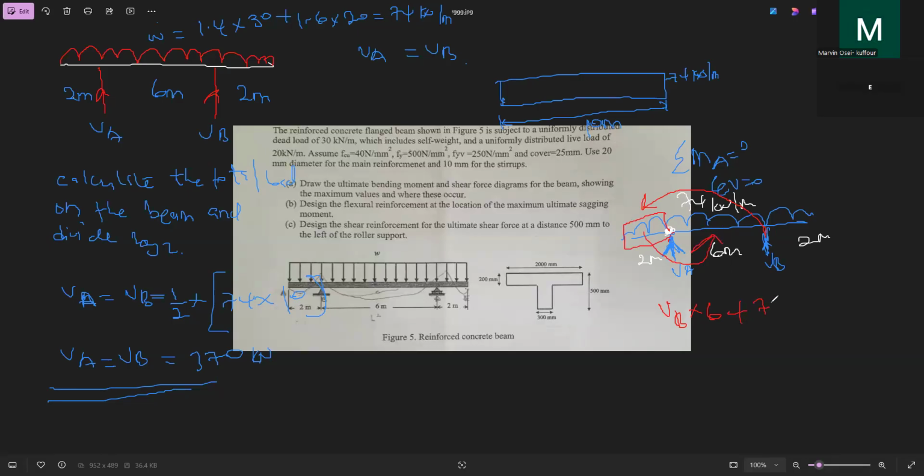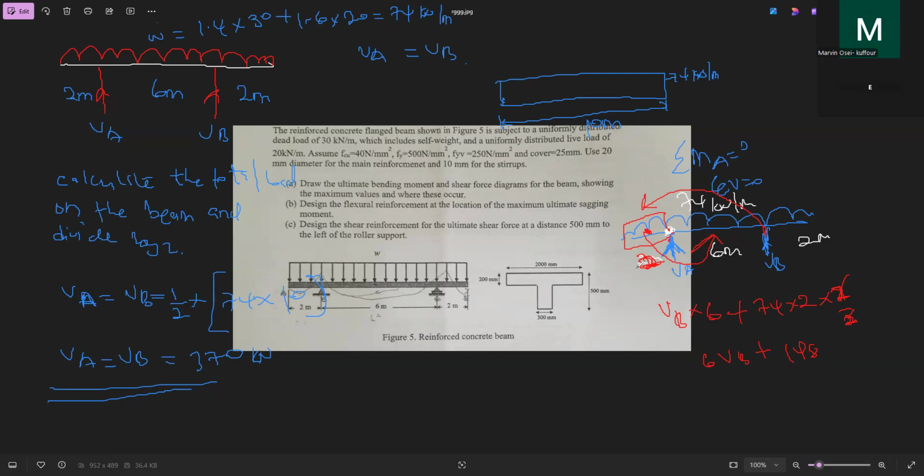So plus 74 times 2 times half of the distance. You get it? Here is 2 meters, so half of that distance is where the centroid of the UDL will be located. So what are we having from here? 6 VB plus this, which is 148.